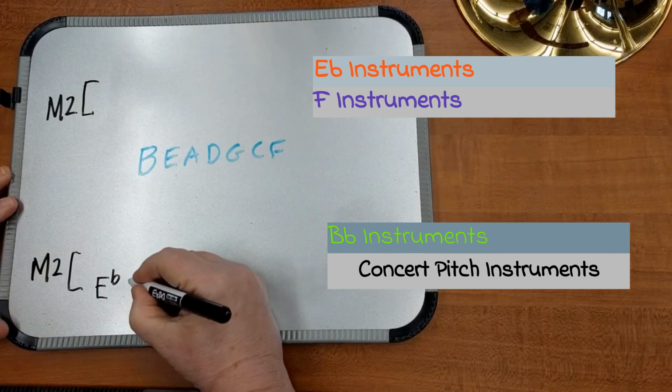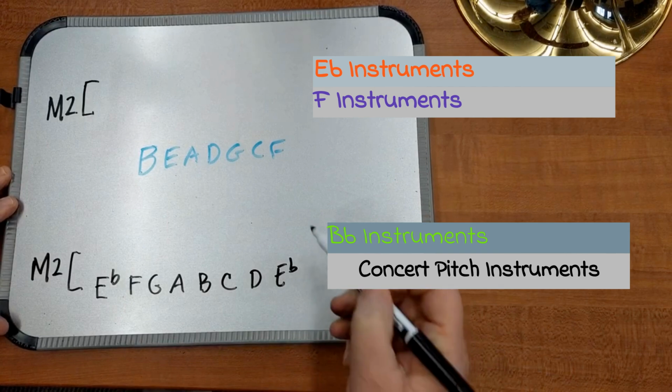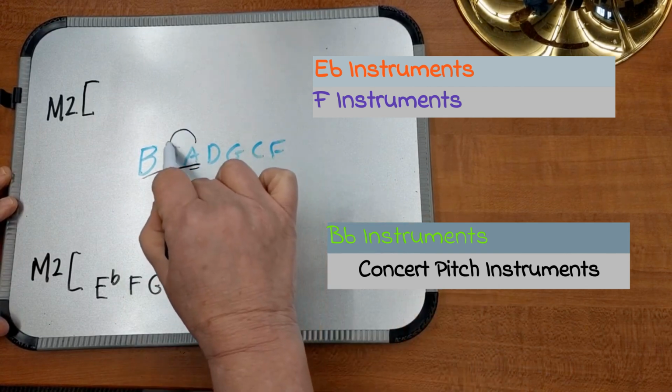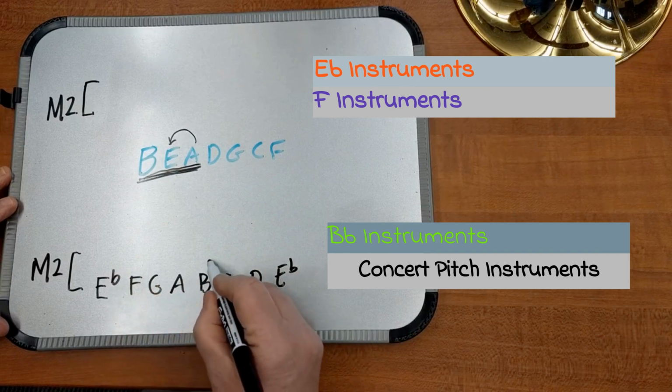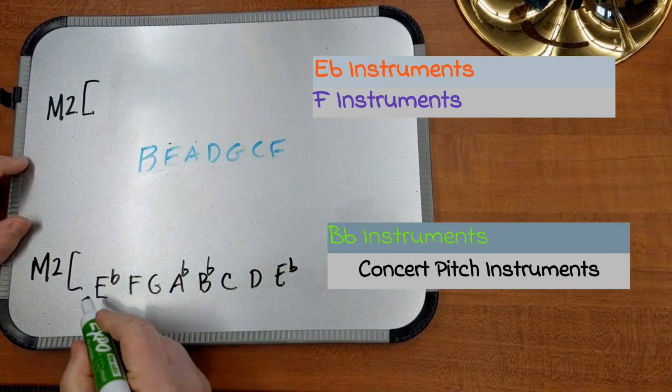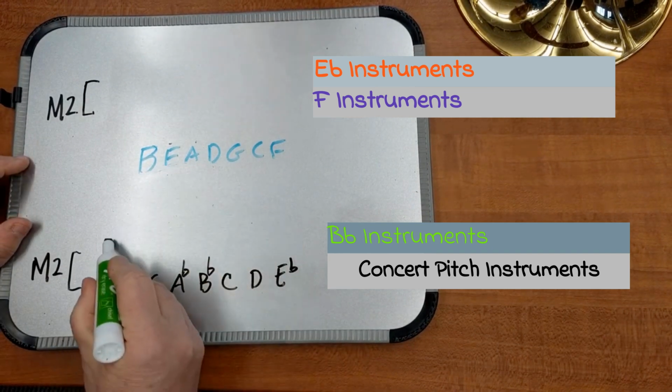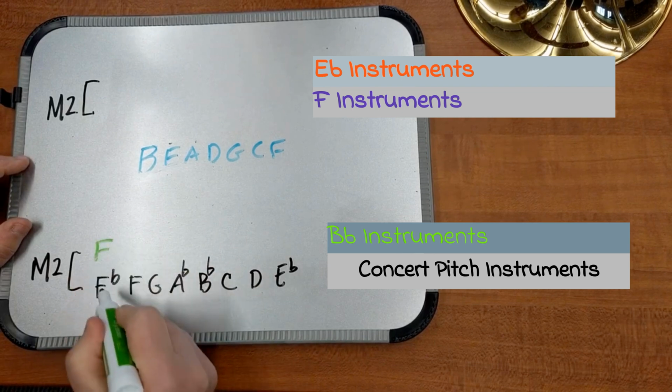So we're going to start on E. Okay, how many flats? You take the last flat, go back 1 letter, and it gives you the name of the key. So you need 3 flats. Okay, we need to go a major second up, E to F. Some kind of F, and it's F natural.